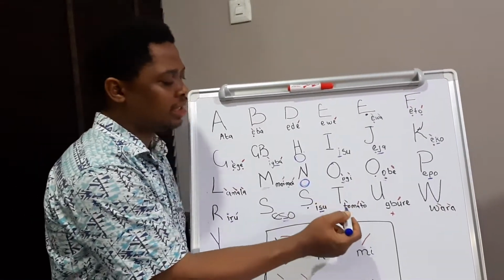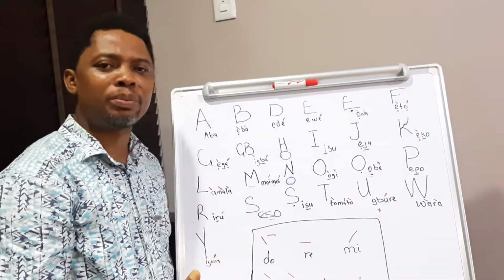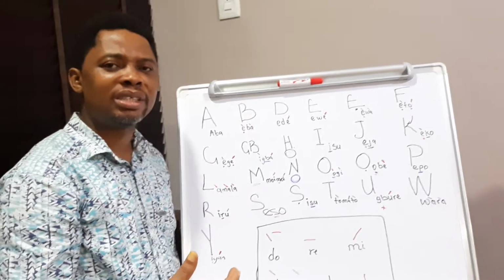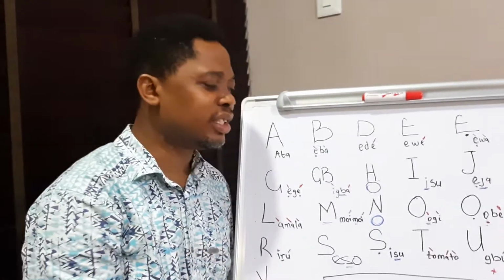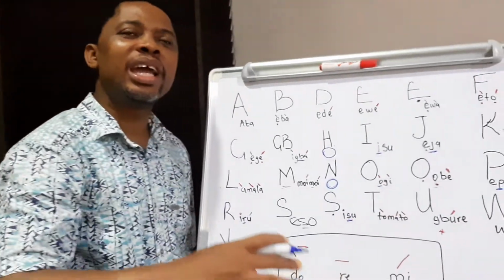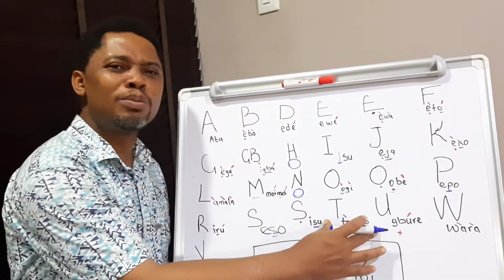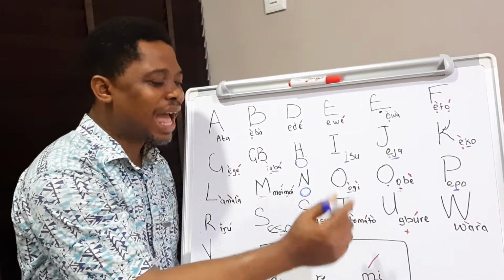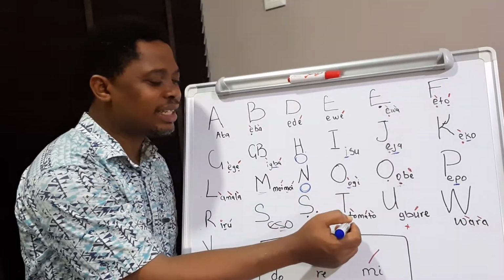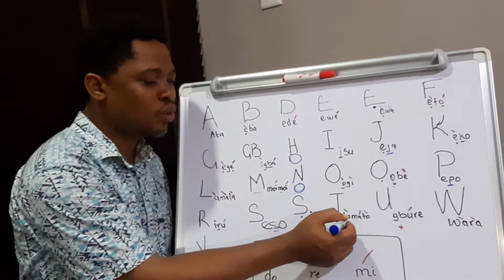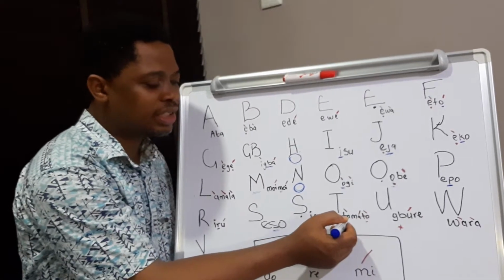T, tomato. There are some borrowed English words in Yoruba that we use the Yoruba way of calling it, tomato. In some parts of Yoruba land, they refer to this as tomati. But the active word relating to this alphabet, in this case, is the T. To. Ma. To. The T.